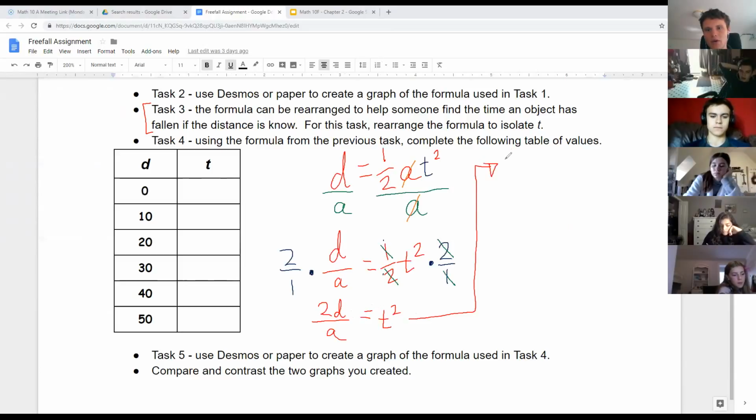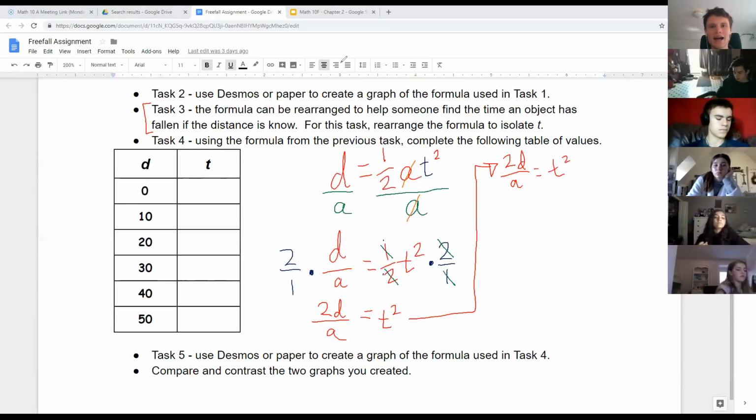I'm just going to write it one more time here: 2d over a equals t squared. There's a couple of different ways that you could write that. It could also be written as 2 times d over a. You could even leave that multiplication symbol in there. All of that is okay. However, don't write it like this. This is not correct, that's different. That 2 is not in the denominator.